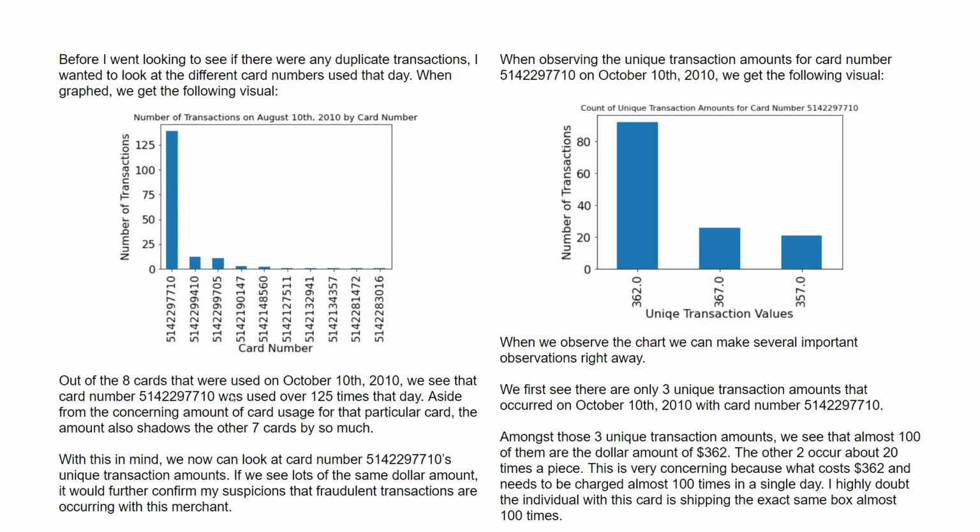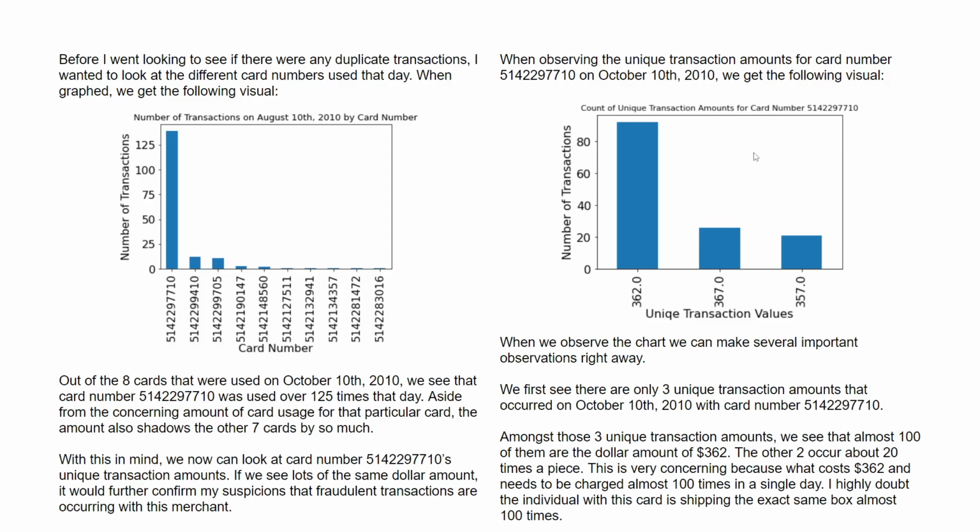So aside from the concerning amount of card usage for that particular card, the amount shadows the other 7 cards by so much. And with this in mind, we now can look at the card number's unique transaction amounts. And if we see a lot of the same dollar amount, it would further confirm my suspicions that fraudulent transactions are occurring with this merchant, or at least with the card number. And when observing that, we get the following visual.